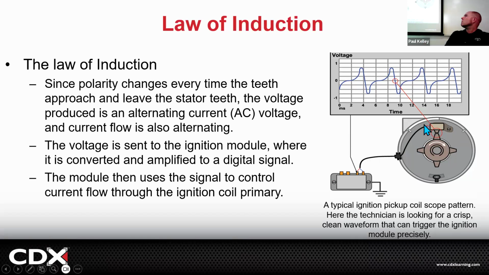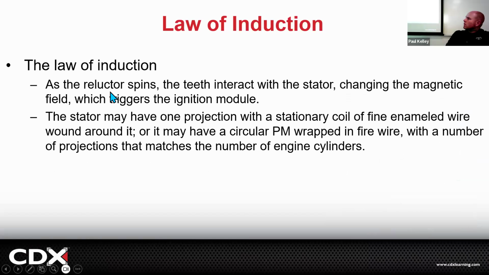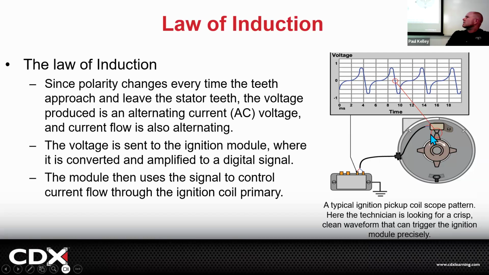Okay, so that's what we got here: a magnetic type of sensor and a ferrous toothed wheel. This, for example, is like a reluctor. Right back here, we're talking about the reluctor. As the reluctor spins, the teeth interact with the stator. The stator is like the sensor in this case. As this spins, it'll react and the magnetic field will induce a voltage.